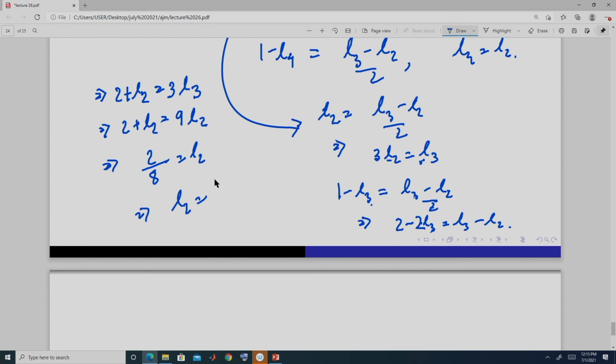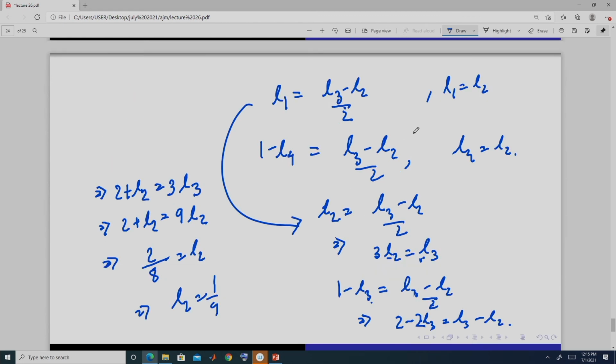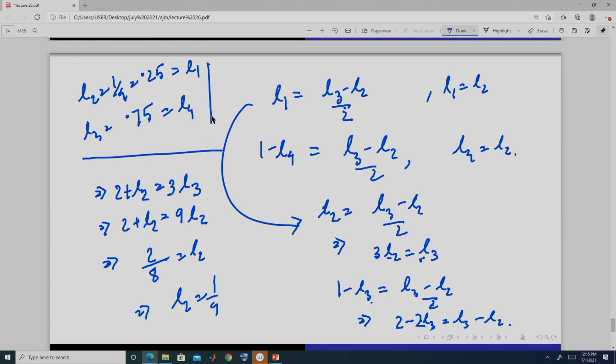So, what do we get? We get that L2 is 1 by 4, or 0.25. So, immediately L3 is 0.75, it is 3 times this, and this is equal to L1 and this is equal to L4. So, this is one pure strategy Nash equilibrium. You can also take a different combination of this. So, this is L2, L3, L1 is same, and L2 and L4 is same. So, there you can get different combinations.